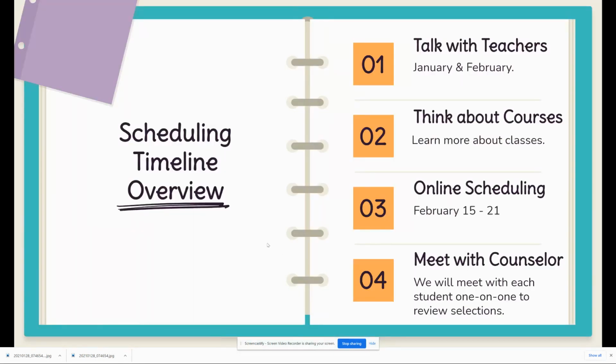The first thing that we want to go over is the scheduling timeline, which begins in early February and goes all the way through the end of March. At the current time, you're probably talking with your teachers in some of your classes about coursework that's available for next year, learning about the next class in the curricular areas, as well as some of the amazing electives that we offer at Sycamore High School.